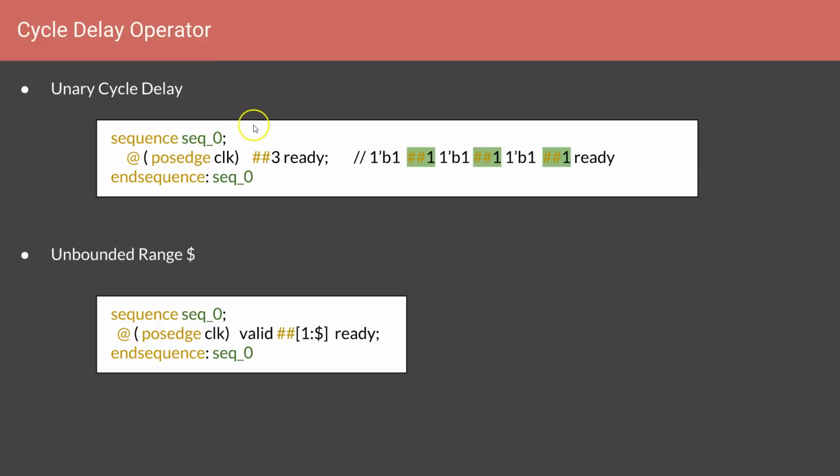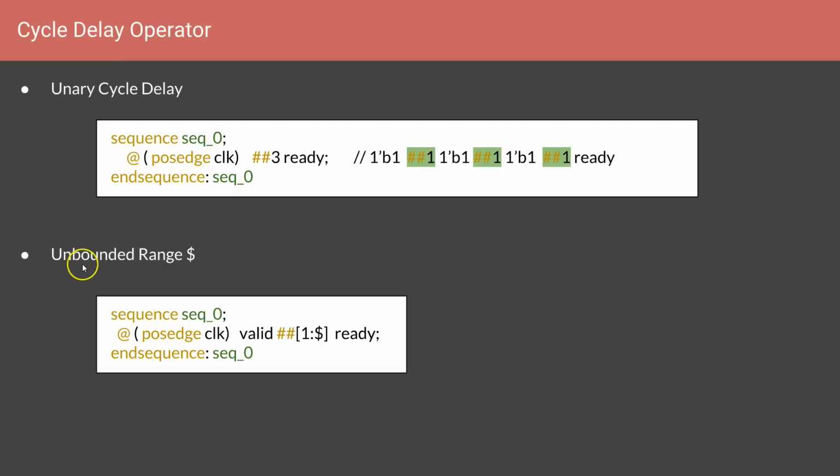Unary cycle delay. You don't necessarily need to specify the first expression for a cycle delay. If you're not specifying the first expression, the default first expression will always be true. For example, if you're simply specifying a sequence like ##3 ready, it is equivalent to specifying 1 ##1 1 ##1 1 ##1 ready, where 1 is nothing but a true condition. So you are simply specifying that from an evaluation point, after 3 clock cycles the ready should be asserted. This will be useful when you use different sequence operators like and or intersect, etc.